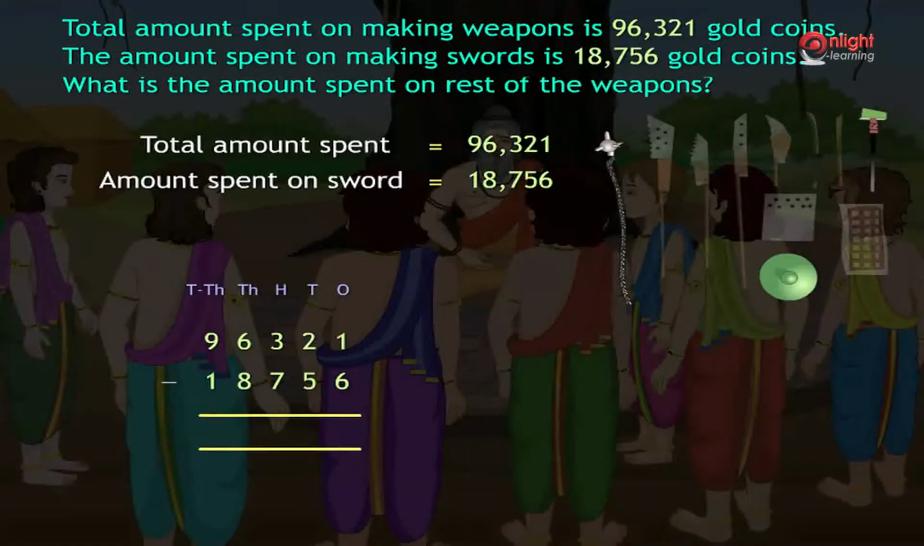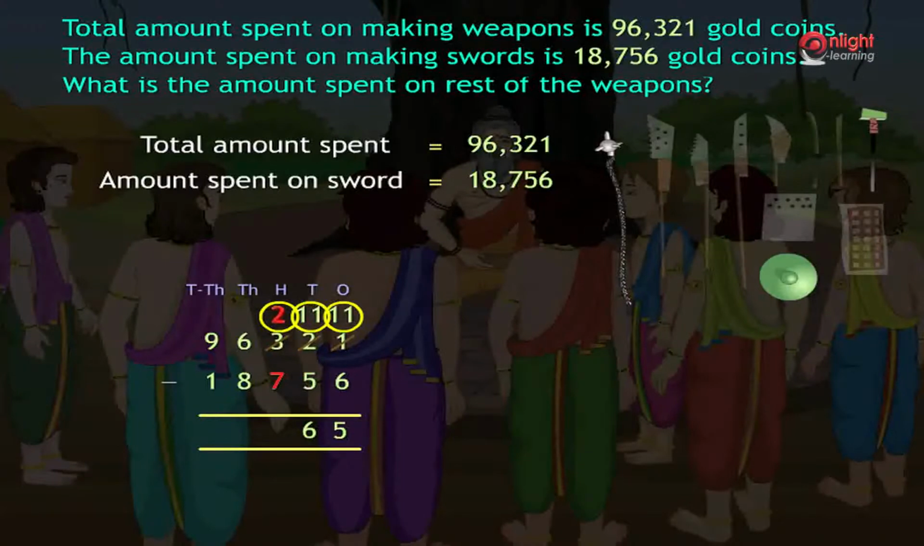Consider the numbers in the ones place. Here 6 is greater than 1, so borrow from tens. Hence 2 becomes 1 and 1 in ones value becomes 11. Now 11 minus 6 equals 5. Now the numbers in the tens place are 1 and 5. Again, 5 is greater than 1. So borrow from hundreds place. So 3 becomes 2 and 1 in tens value becomes 11. 11 minus 5 equals 6.